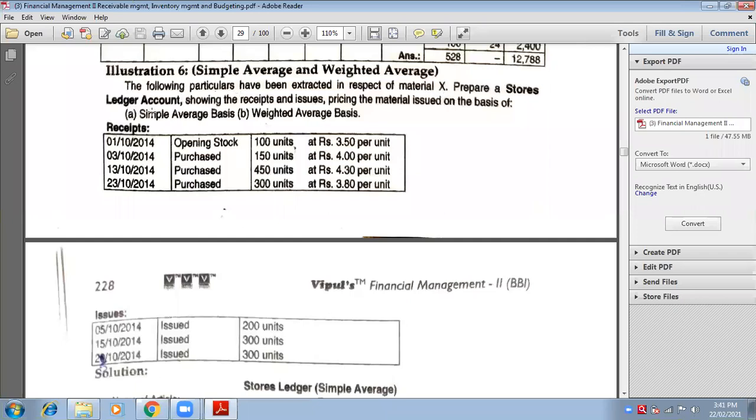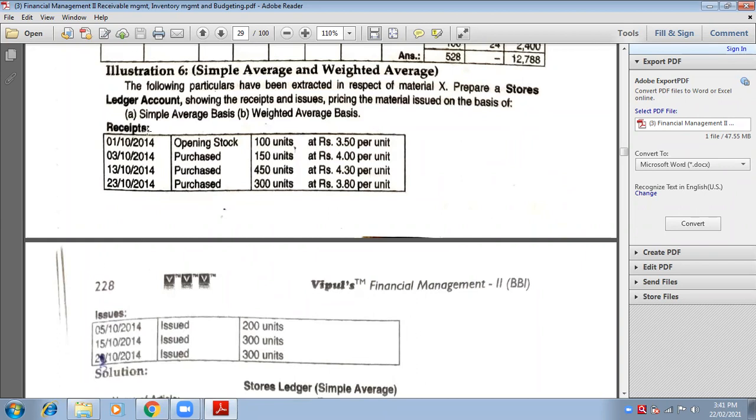Prepare a store ledger account showing the receipts and issues. मतलब हमको रिसिप्ट का कॉलम बनाना है, इशू का कॉलम बनाना है, प्राइस ऑफ द मटेरियल इशूड ऑन द बेसिस ऑफ फीफो मेथड. मतलब अभी हम वेटेड एवरेज करने वाले हैं पर आज नहीं, पहले हम लोग फीफो मेथड को पूरा अच्छे से सीख लेंगे. जब तक हम कॉन्फिडेंस नहीं हो जा रहे फीफो में तब तक हम फीफो करेंगे. आई मीन एटलीस्ट 2-3 सम्स.